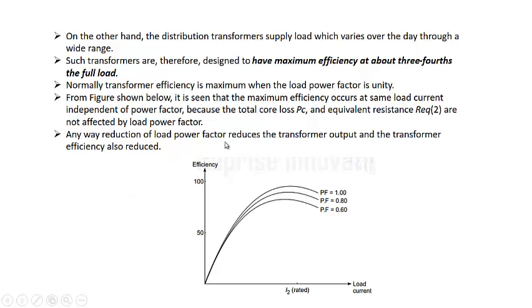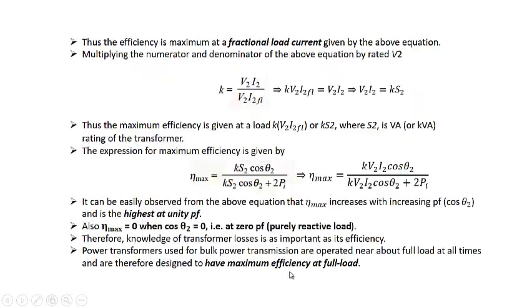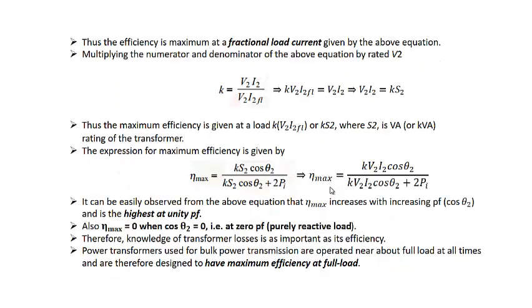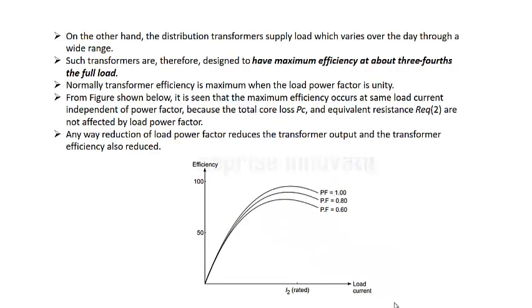The reduction in the load power factor reduces the transformer output, and transformer efficiency will also reduce. That's quite obvious from the graph as well. One more thing that you need to understand: when load is zero, that is when I2 is zero, this efficiency, that is maximum efficiency as well as normal efficiency, will also be zero. So now we can have one more explanation on this graph.